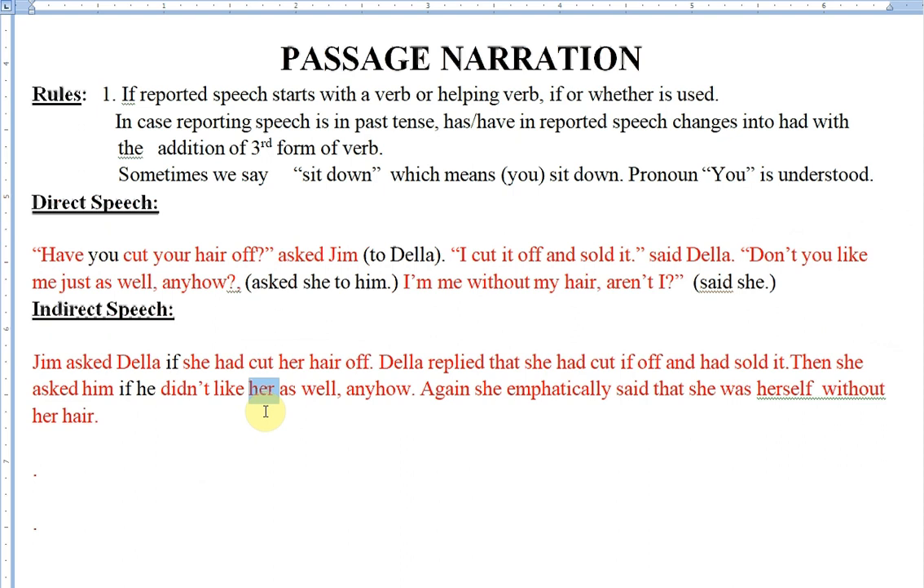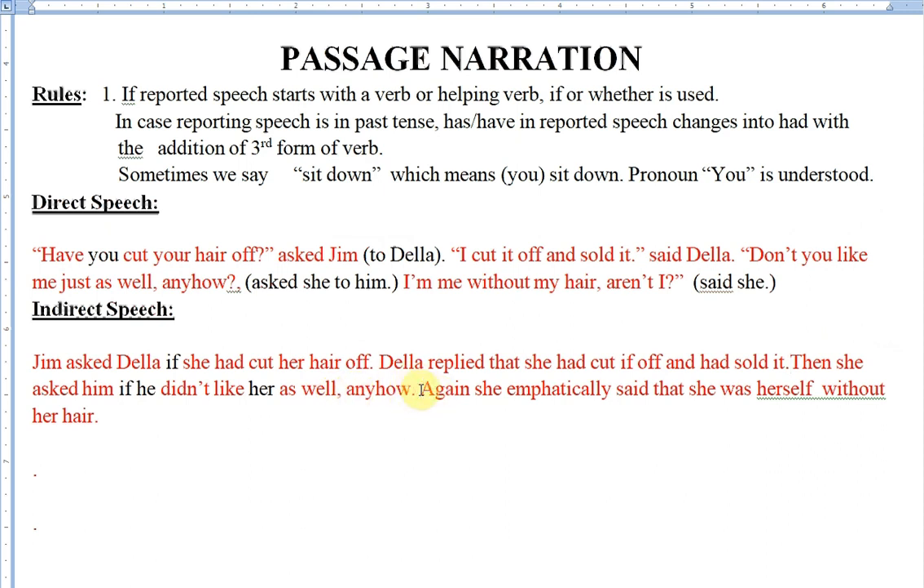Where did this her come from? Don't you like me? This me is, I think, the objective case of the first person singular. It will be changed according to the subject of the reporting speech, which is understood, and it is in the subjective case. The objective case of she will be her. That's the reason this her is there, because this me is replaced with she, and its objective case is her. So I think it's solved as well, and anyhow these words will remain the same. Then she asked him if he did not like her.